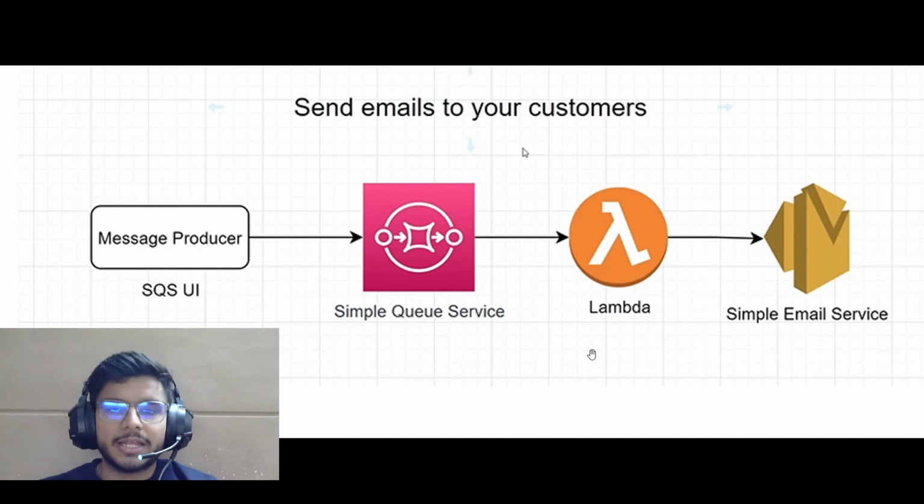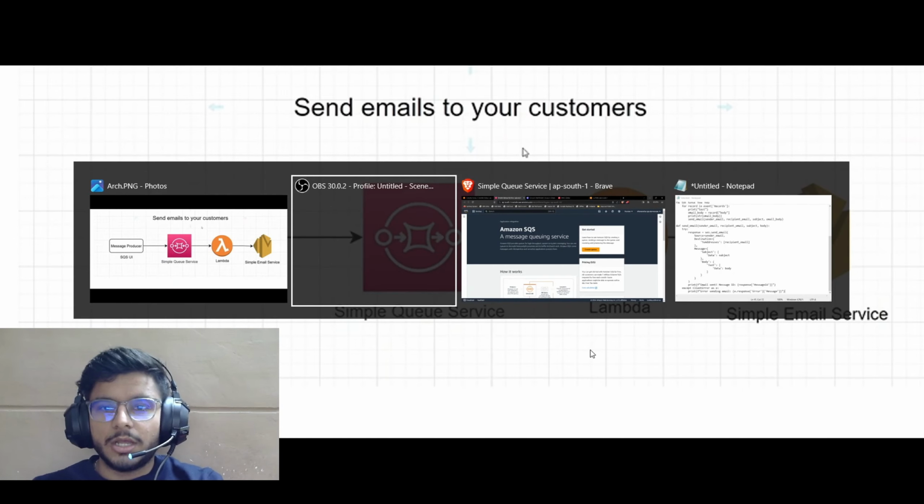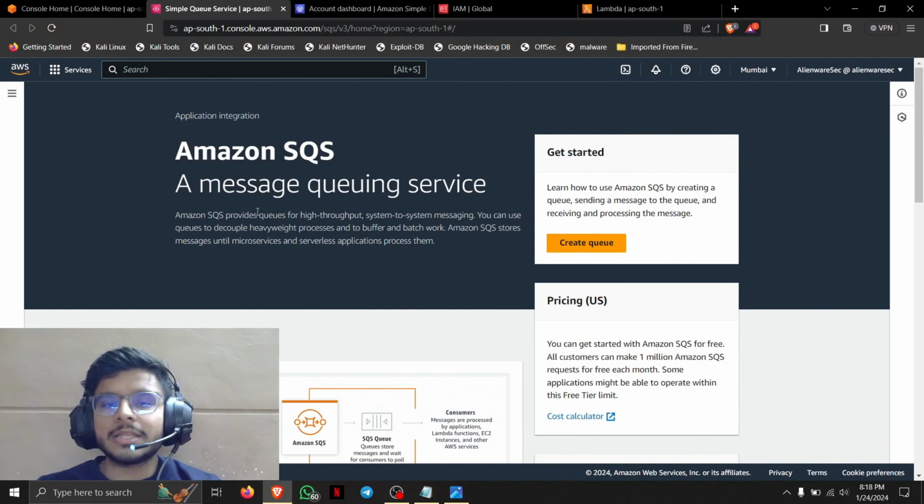So this is the architecture that we're going to make. We'll use SQS, the Simple Queue Service, we'll use Lambda, and we'll use SES, Simple Email Service. These are the three main services that we're going to use. But as you all know, IAM, Identity and Access Management, is an essential service that we'll definitely use for giving the roles of Lambda to other services. So let's check it out. This is the architecture. You can take a picture of this and we'll move to the AWS console.